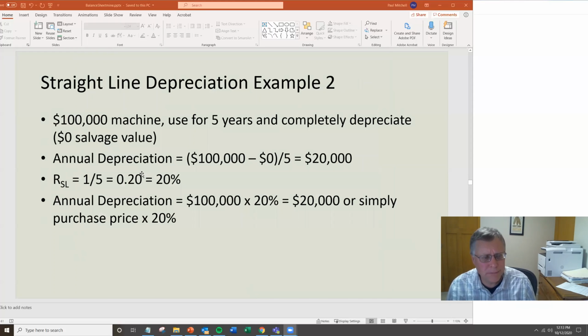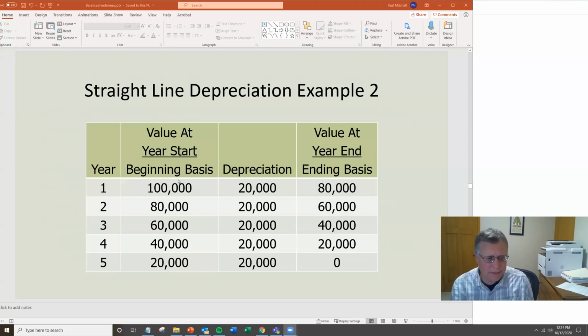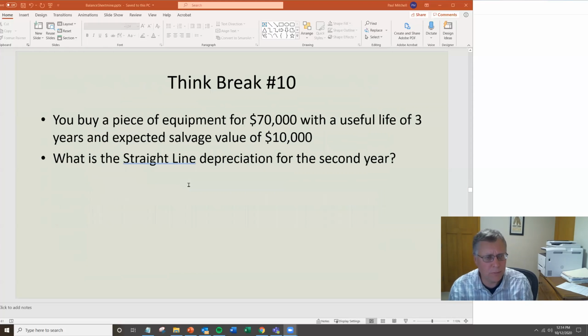So that's another example here, just to make sure it's completely obvious. This one is fairly straightforward. $100,000 piece of equipment, you're going to completely depreciate it, 0 salvage value. 5 years, well, you can see it's $20,000 a year. 100,000 minus 0 divided by 5 is 20,000 per year, or it's a 20% depreciation rate. Each year, you take 20% of the initial $100,000 minus the salvage value. So in this case, it's just the purchase price times 20% each year. So that's straight line. Extremely obvious how to do this one. It's a very straightforward way of doing depreciation.